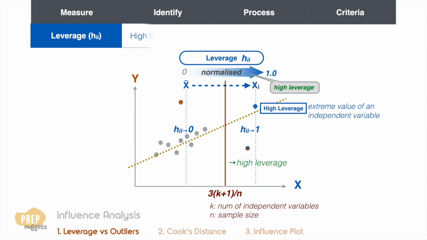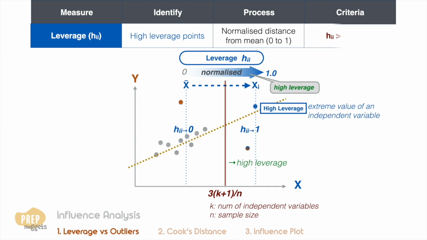In summary, the leverage factor identifies high leverage points. The process is to calculate the normalized distance of the observation from the mean, and if this factor is greater than 3(k+1)/n, this observation is a high leverage point.